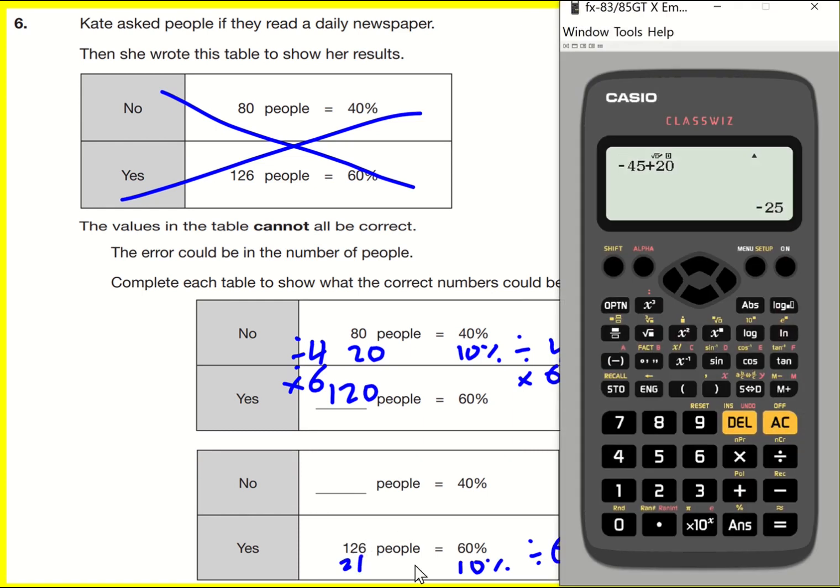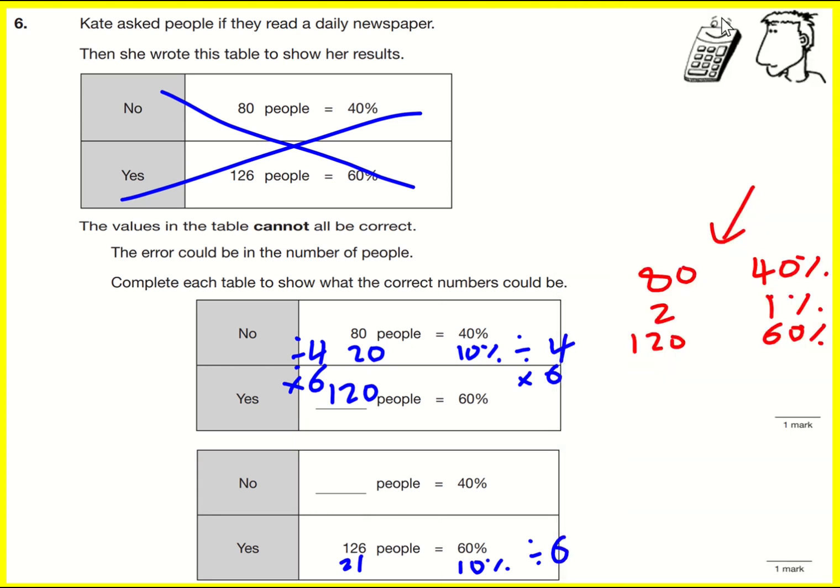You can check this on your calculator. You can do 126 divided by 6 if you want to. I kind of did short division, but we get 21. That's 10%. I want 40%, so I'm going to need to then times it by 4. So I times this one by 4, and that's going to give me 84 people.